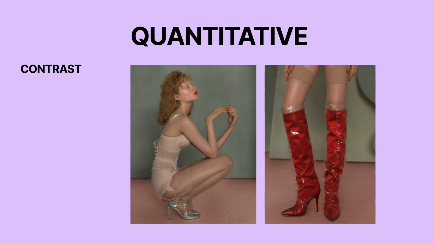The next type is quantitative contrast. It appears between two objects in the frame, which are painted in different colors and have different mass in the frame. For example, here the boots fill a small part of the frame, but the background is a different color and it occupies a much larger area in the frame. The boots in this shot are a color accent. Similarly, the lips in the photo on the right are an accent color. These photos are impossible to imagine without these accents. They definitely play a big role here.